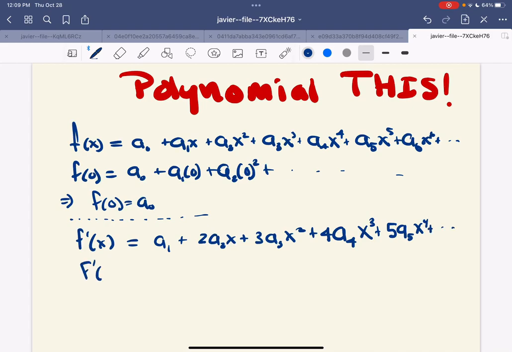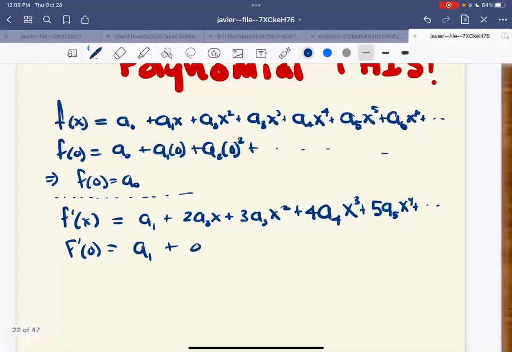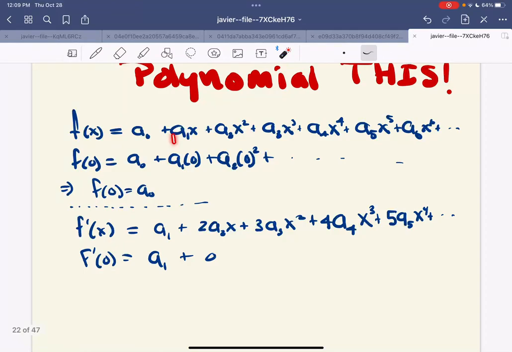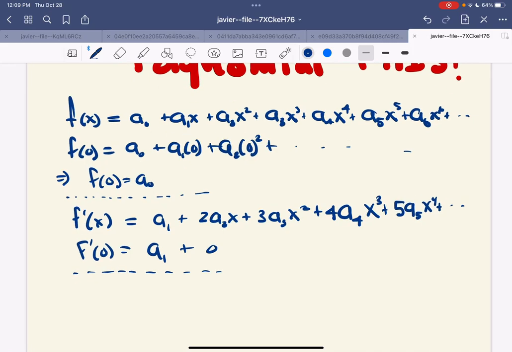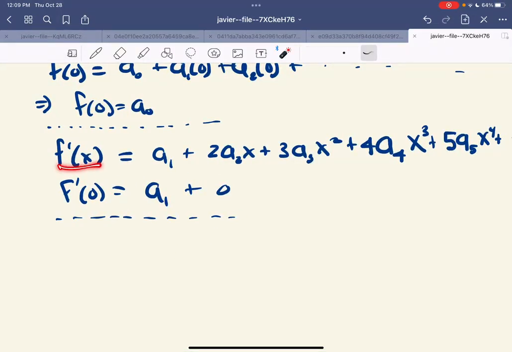Now, what happens when I plug in 0 here? I get that a1 is equal to f prime at 0. Well, the rest of the stuff is zeros. And so in that sense, I've accomplished one of the important things here. I found out what a1 is. Now I am going after a2. I'm going to do a second derivative here. I'm going to take the derivative of both sides, and I'll have an expression for the second derivative. That will kill this one and leave this all by itself so that I could figure out what a2 is.